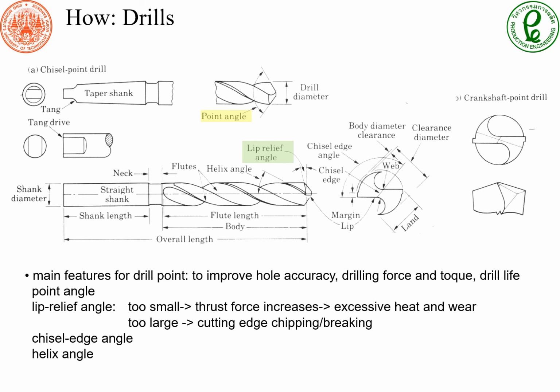The drill itself is very complex, so there are a lot of geometries going into the design of the drill. Here, I just want to point out two important geometries that we want to pay attention to. First is the point angle, which provides the sharpness to drill into the hole. And the second one is the lip relief angle, which allows the cutting chip to flow in this spiral and come out of the workpiece. Both of them are very important, and we need to select the proper angles for the right work material.